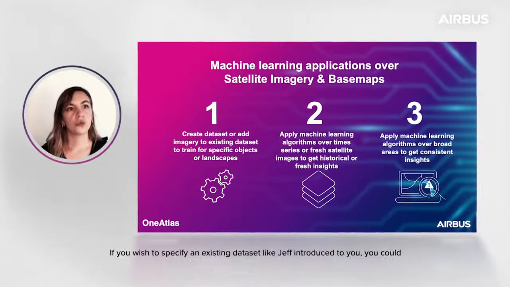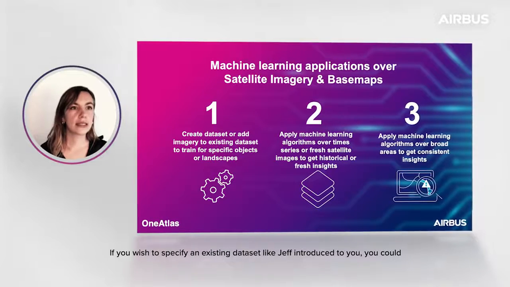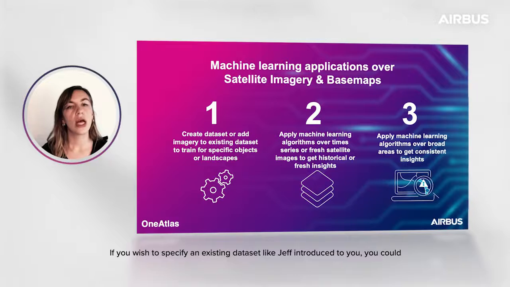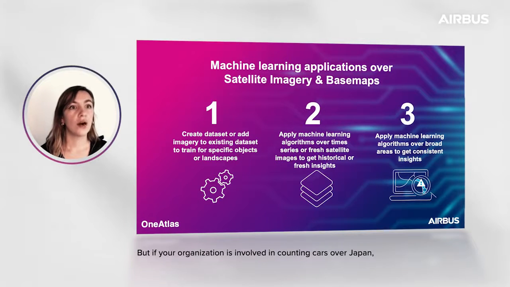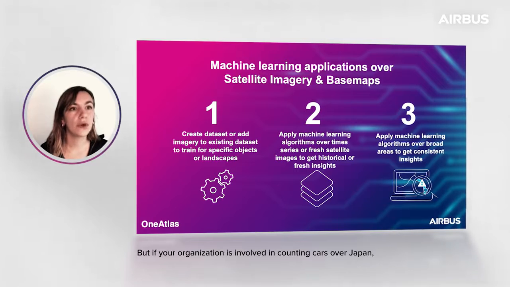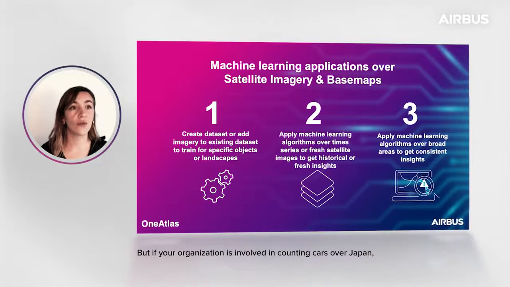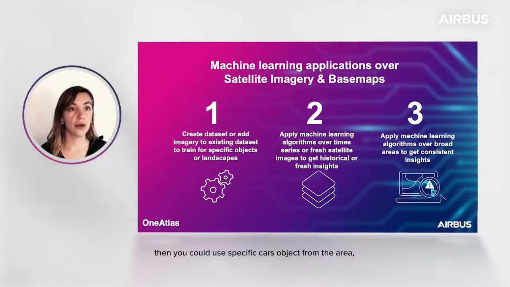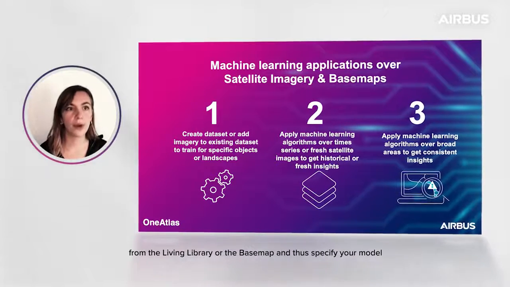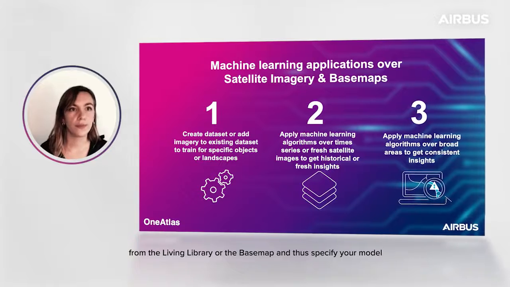Another example, if you wish to specify an existing dataset, like Jeff introduced to you, you could leverage some car dataset. But if your organization is involved in counting cars over Japan, then you could use specific car objects from the area, from the Living Library or the base map, and thus specify your model.